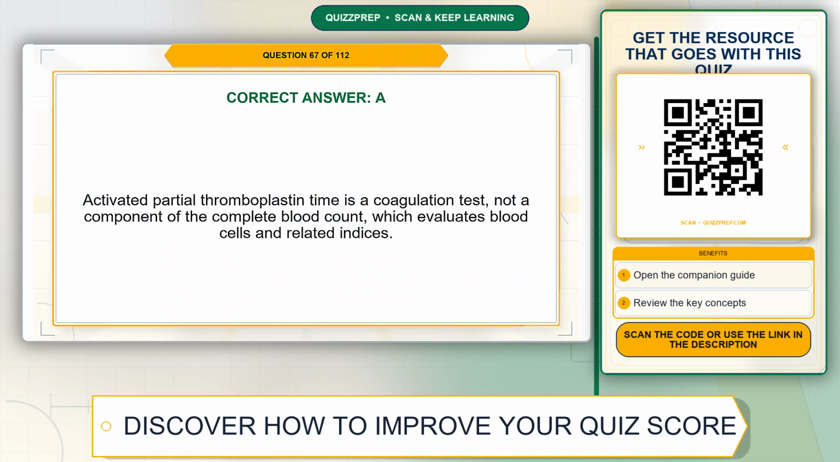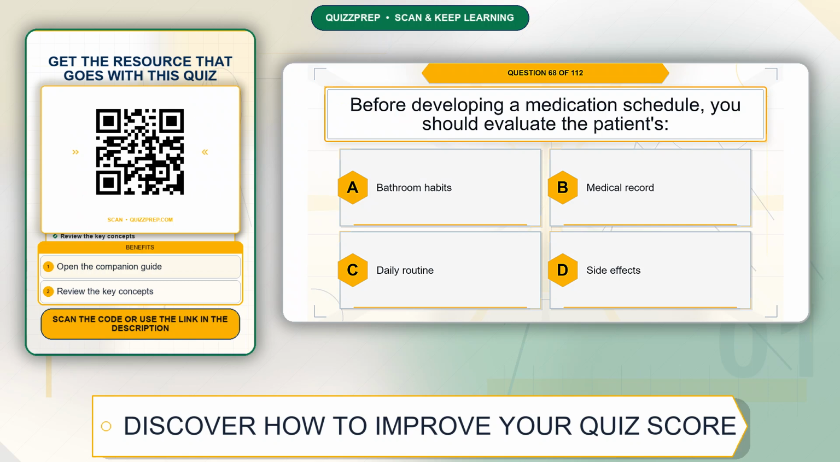Activated partial thromboplastin time is a coagulation test, not a component of the complete blood count, which evaluates blood cells and related indices. Question 68.